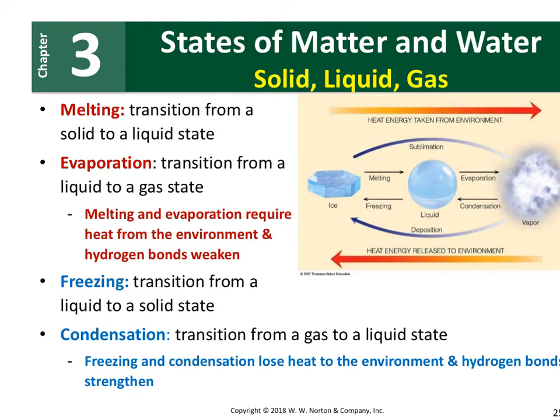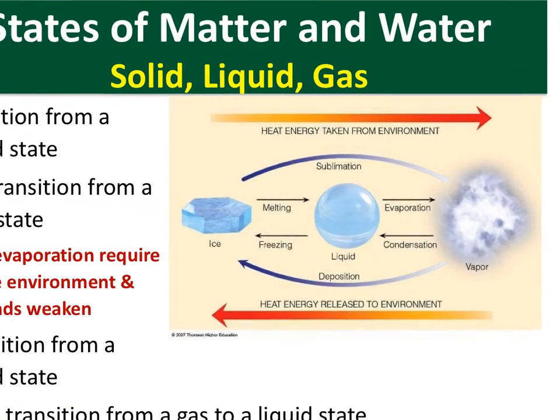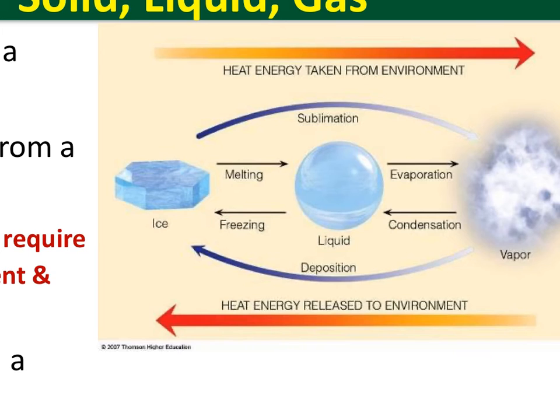So melting requires heat from the environment. Let's say you take an ice cube, you put it out in the sun, the heat's coming from the sun and it melts. Going from water to ice is the opposite. In that case, you're giving off heat to the environment. If the environment's cold, we'll get freezing. And then there's condensation and evaporation. You can read what those are. There's also other things where you go directly from a solid to a gas and vice versa.